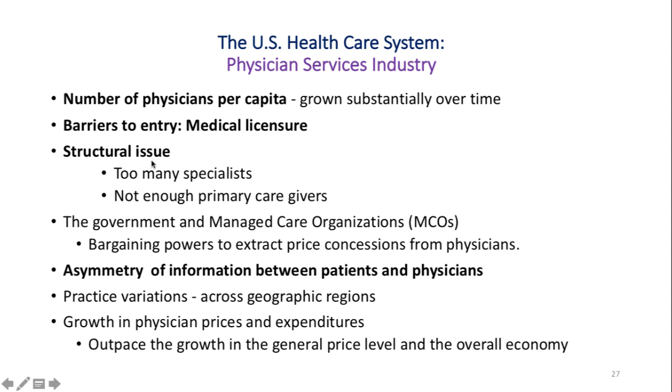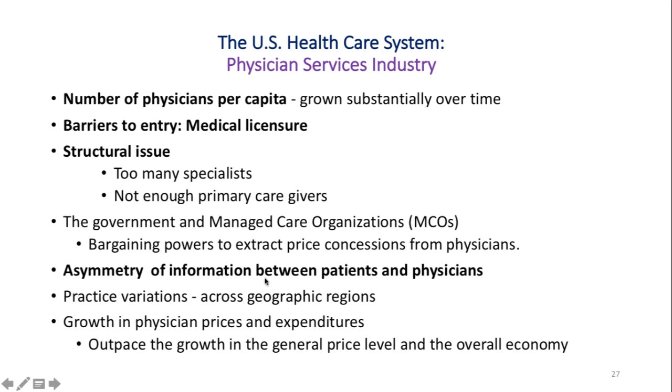From the structural issues, there are too many specialists, but not enough primary caregivers in the United States. The other point regarding the structural issues is that the government and managed care organizations have the bargaining power to extract price concessions from the physicians, basically dictating what the physicians and, of course, the patients have to do.